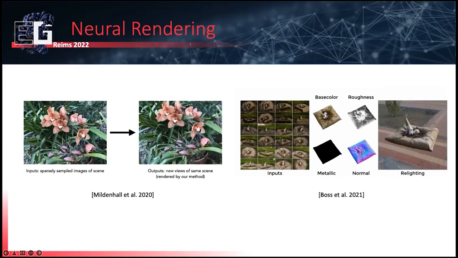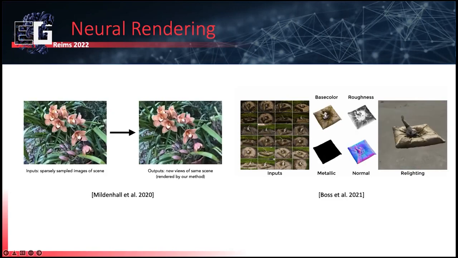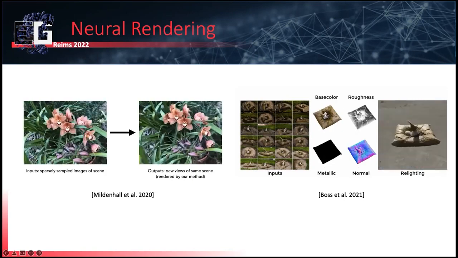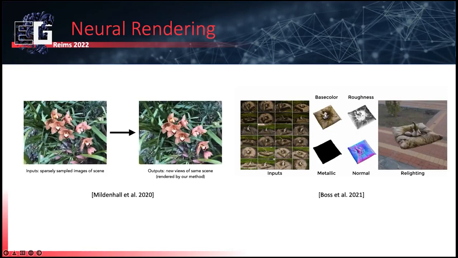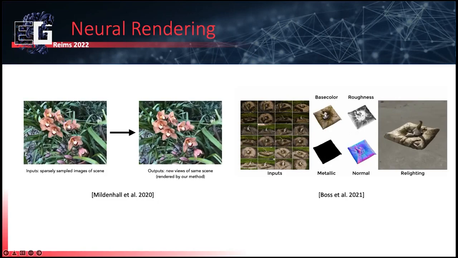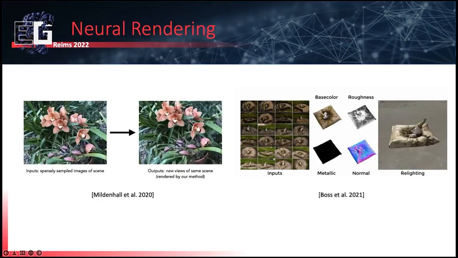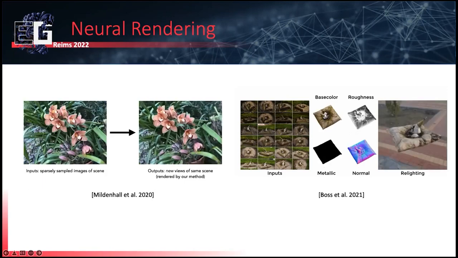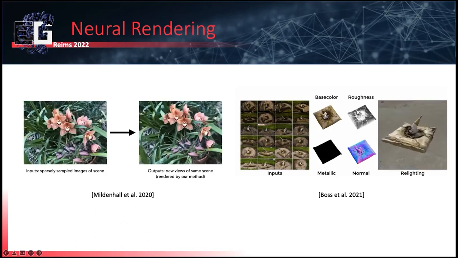For example, on the left, neural radiance fields can take images of a scene from different viewpoints as input, and after training of a neural network, this method can synthesize images of the scene from any unseen camera viewpoint as well. On the right, NeRD takes images of an object as input and learns how to render new images of the object from novel viewpoints, as well as under unseen light conditions. So to summarize, the goal of neural rendering is to generate controllable and photorealistic images of real-world scenes.